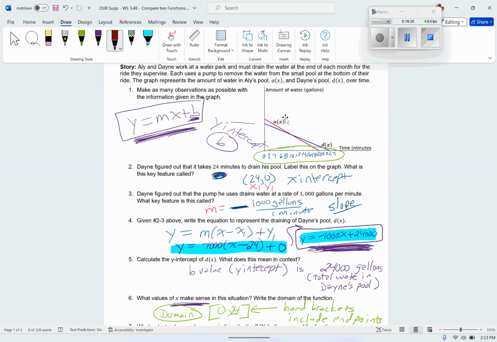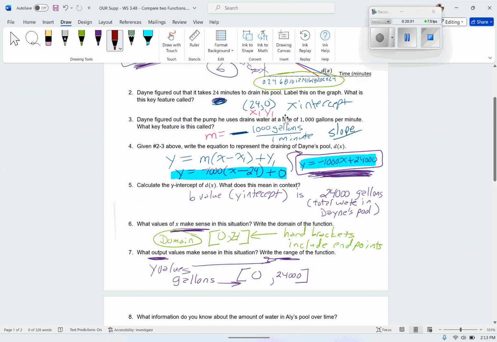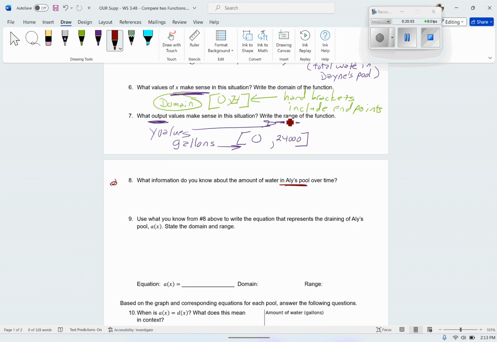Yeah, each pool had the same amount of water at a certain time as well. So this right here where they cross is a point. So at a certain time, they have the same amount of water in each pool where they cross. So like they could figure out their pumps, they could shut their pumps off at various times after a certain amount of time, and they should have the same amount of water in both. Okay, so right now I know that Allie has more than 24,000 gallons.